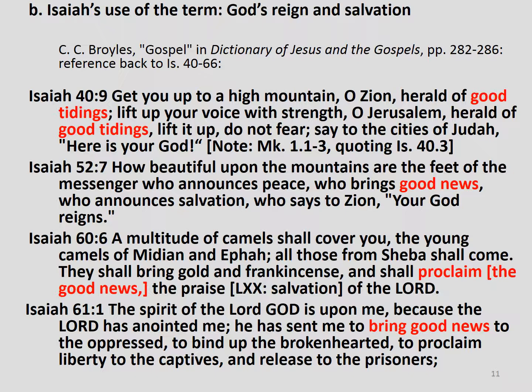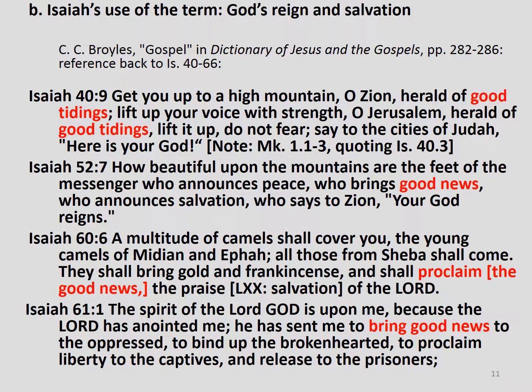Now, what I'm hoping you're seeing is the beginning of the connection between Jesus' proclamation of the kingdom of God and the use of the word gospel in the New Testament that has to do with the reign of God. That reign of God is going to focus on the one who brought that reign, Jesus Christ.